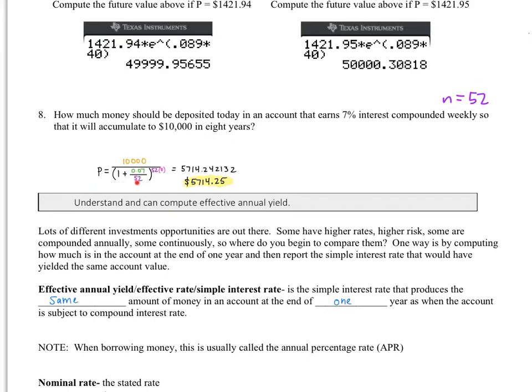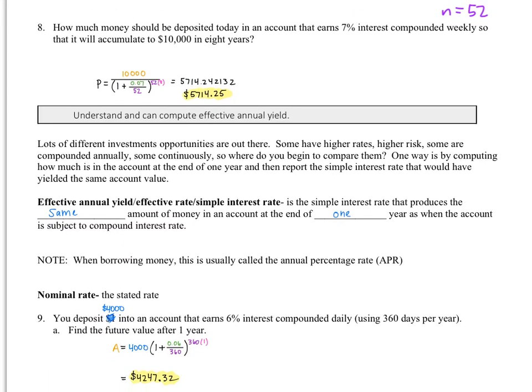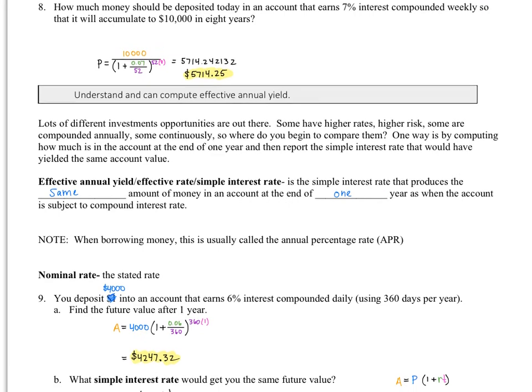Okay, so hopefully you got $5,714.25, remembering to round up. All right? And be careful when you plug into your calculator. Always use lots of parentheses if needed, okay? All right, so now we're going to move on to talk about effective annual yield and what that represents.